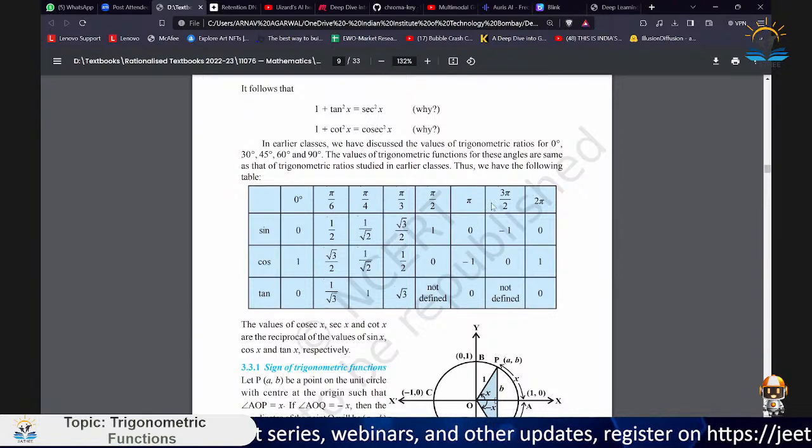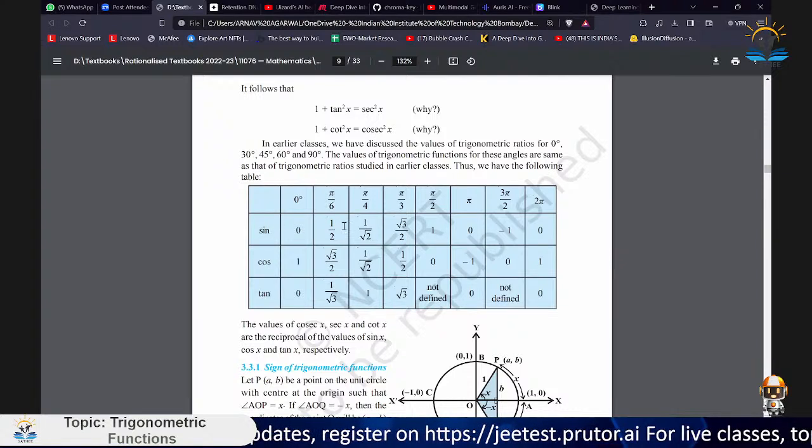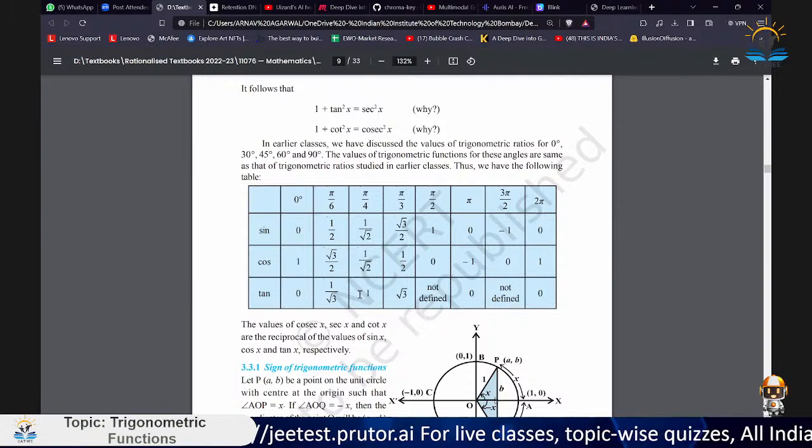So all these degrees, all these radians, you need to remember by heart because they are used very, very extensively. Sine 5 by 6 should be half. That should be at the tip of your tongue. Tan of 5 by 2 is not defined. So these are very easy to remember because they are used extensively, right? Really very used extensively.